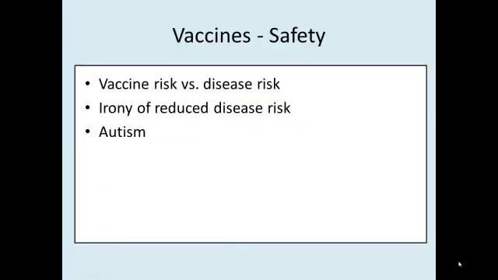Now let's talk about the safety of vaccines. There's always going to be a risk in getting a vaccine. No vaccine is 100% safe. As we went down the list of types of vaccines, you have increased safety, but there's always going to be a problem with a small percentage of the population. But when you consider the vaccine risk versus the disease risk, the safe bet is always with the vaccine.